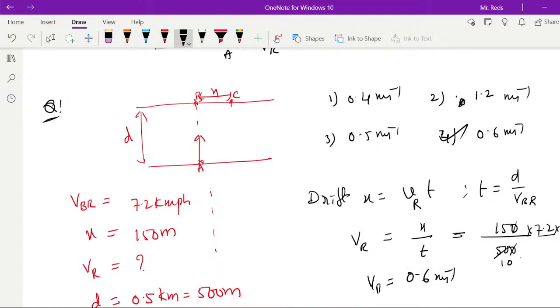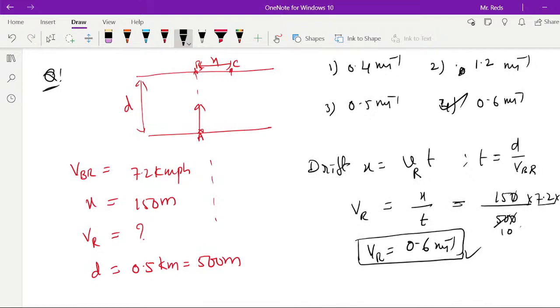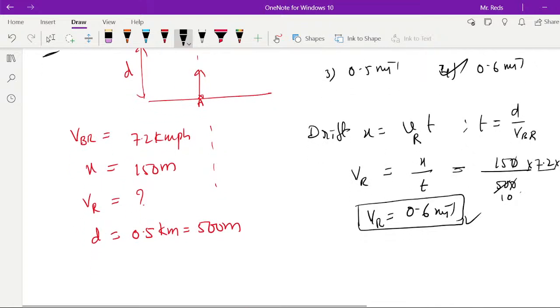So calculations you have to develop the habit of doing quickly, guys. Okay. So this is how you have to find out. You have to do this kind of questions. Right. Next, let us do one more simple question.